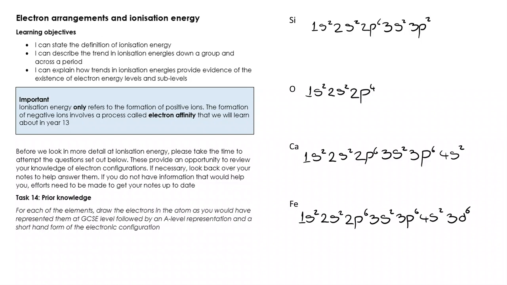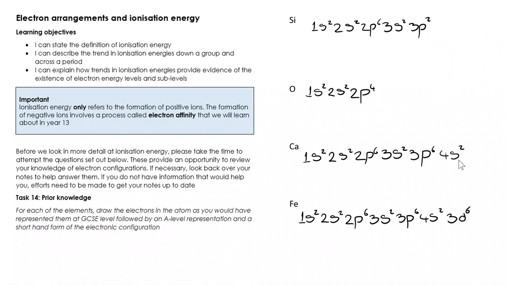You can see here that we're following the pattern that we talked about in part 1. We've got 1s, 2s, 2p, 3s, 3p, 4s, 3d, and then 4p following on from there. It's possible to check your answers because, for example, silicon is a p block element, so it will end in p, and it's second as you go across the p block within its period. Oxygen is a p block element, and it's 4 across.